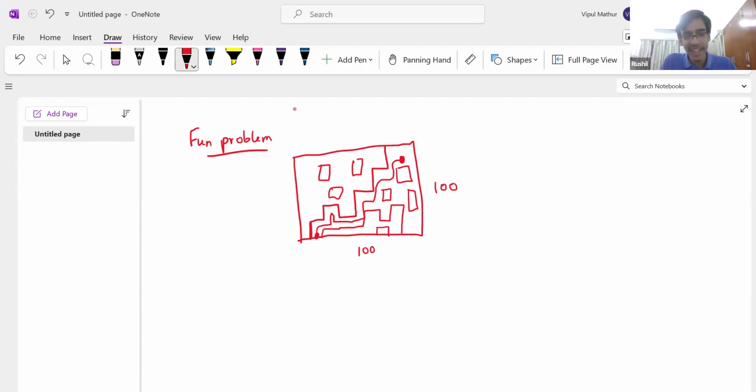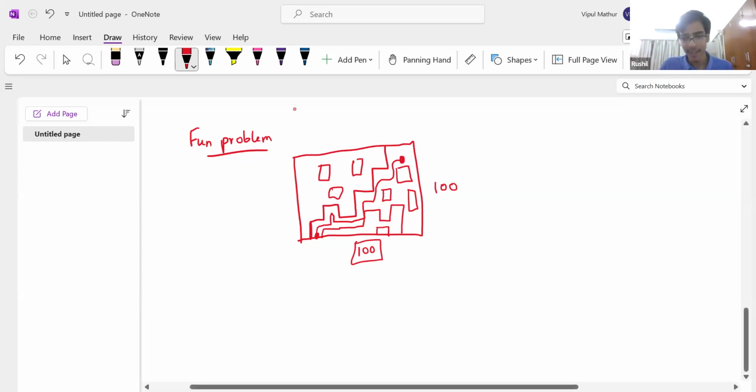So unfortunately, you don't actually know what the maze is. You just know that it's in a 100 cross 100 grid, and between some of these grid cells there's a wall, and you know that you start somewhere. You don't even know where you start. You just start somewhere, and you end somewhere, and you want to find a path from the start point to the end.